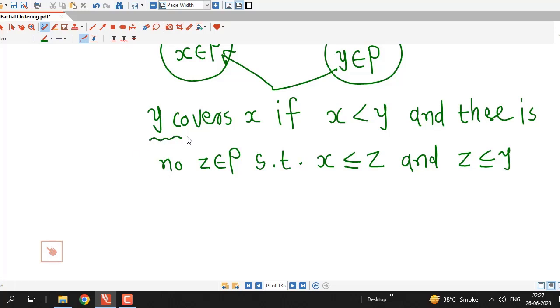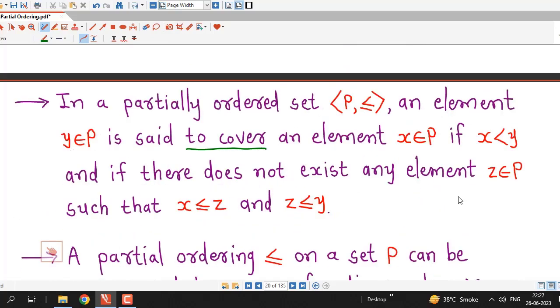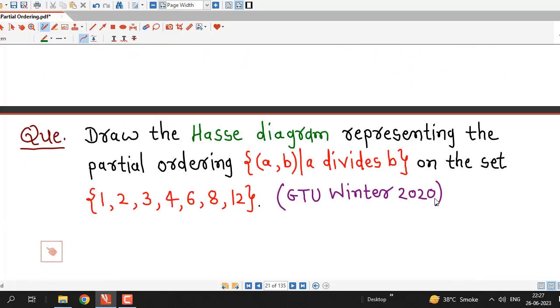I repeat again, an element y covers an element x if x is less than y and there is no z belonging to P such that x is less than or equal to z and z is less than or equal to y. So we will understand this definition using one example.